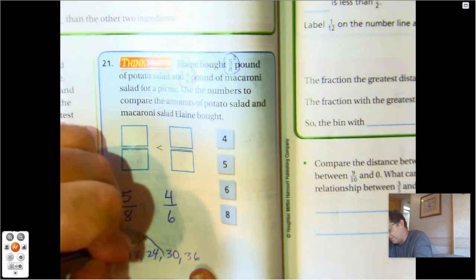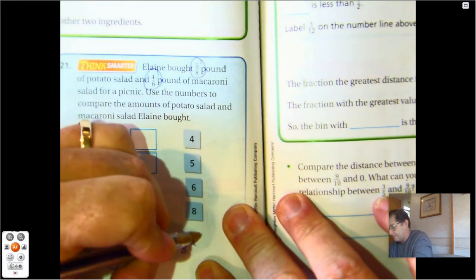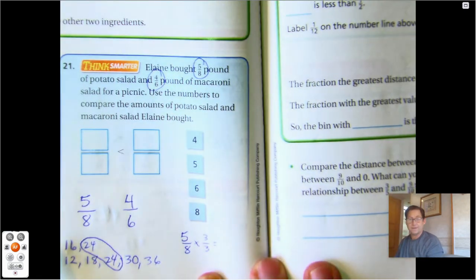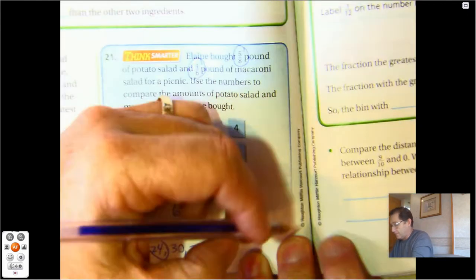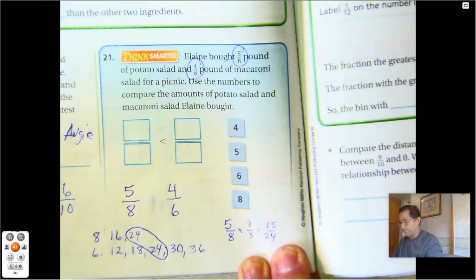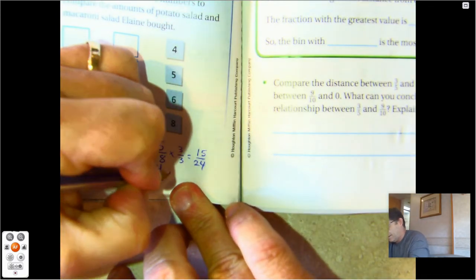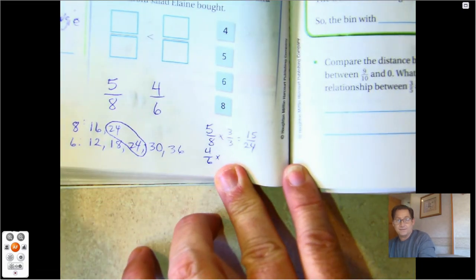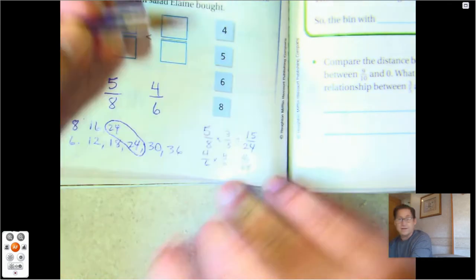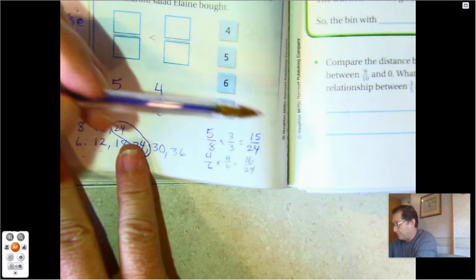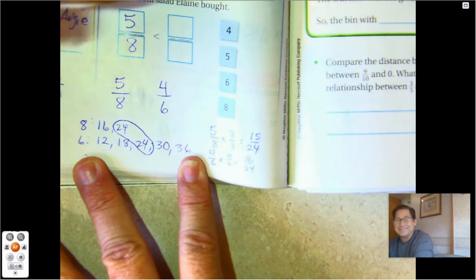All right, so 5/8 times 3 over 3, right? I have to multiply the 8 by 3 over 3 to get 24. That would give me 15 24ths. And the 6ths, I have to multiply by 4 over 4. And that would give me 16 24ths. So you see how close they are. So the 15 24ths is less. So 5/8 is slightly less than 4/6.